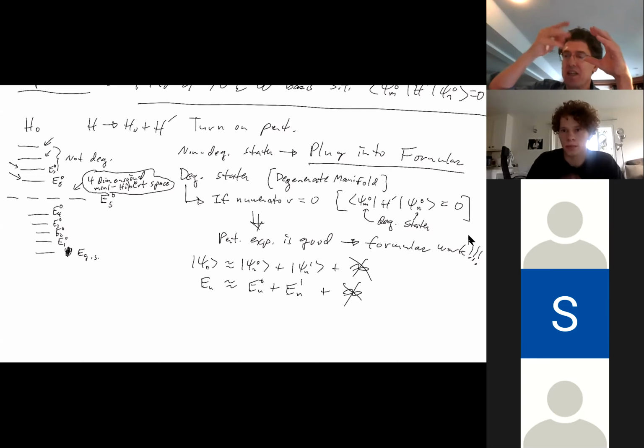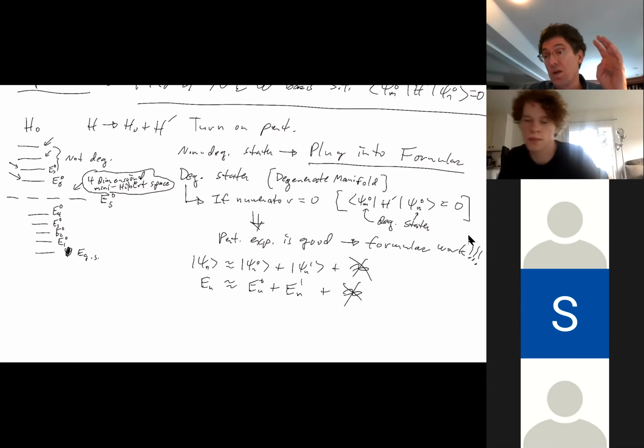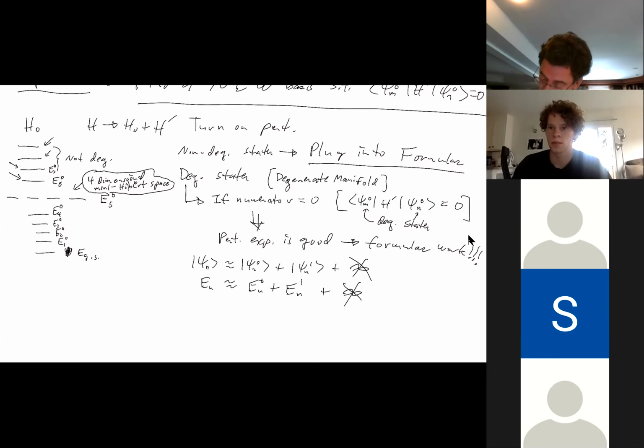If your perturbation expansion has some infinities, you cannot just ignore them, unless you're Richard Feynman, but let's not worry about that. For us, in undergraduate quantum mechanics, if our perturbation expansion has some infinity, we cannot just ignore it. It screws everything up. But if the numerator goes to 0, then there are no infinities. The formulas work because there is no infinity. And then you just plug into your formulas and everything is sweet and good.